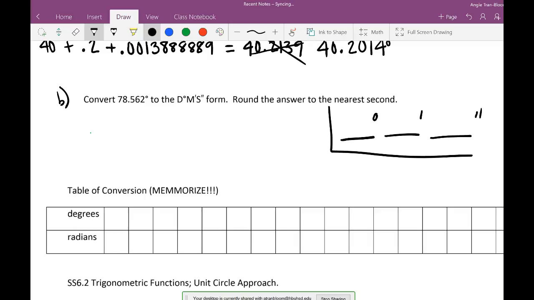So right now, do I have to convert anything in degrees? Do I have a whole degree already to write down? Yes. What's my whole degree? 78. Okay. So that's already in degrees. You don't have to convert that. I do have this though, 0.562 of a degree. Can you see that? How would I convert this into minutes? Cyrus?